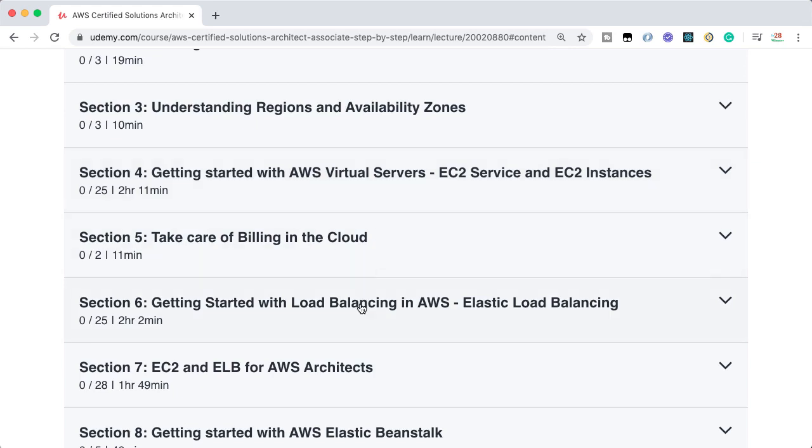And in section 6, we will talk about how you can load balance between the EC2 instances or the Elastic Compute Cloud instances using Elastic Load Balancing. You'll understand the different types of load balancers and how you can choose the right kind of load balancer for your application. In between, in section 5, we will also talk about billing. Cloud is not free. To keep your cost low, there are certain best practices that you need to follow, and we will understand them in section 5.